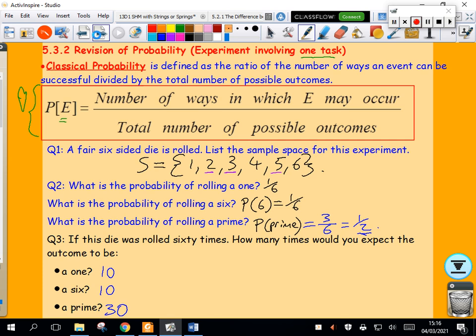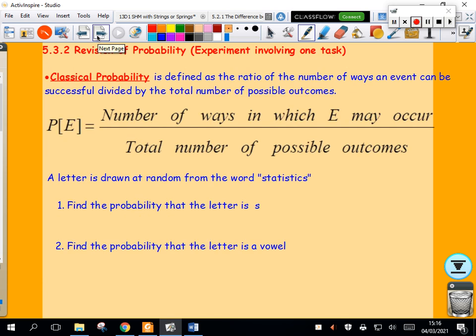Okay, let me look at another experiment. A letter is drawn at random from the word statistics. Find the probability that the letter is S. The probability that the letter is S equals. Well, let's have a look. I'm going to start with the number of possible outcomes. How many outcomes are possible? 1, 2, 3, 4, 5, 6, 7, 8, 9, 10. There are 10 possible outcomes here.